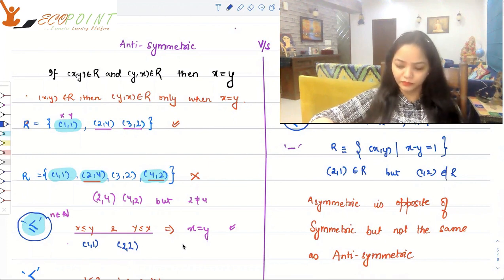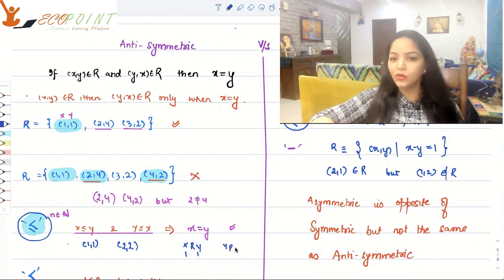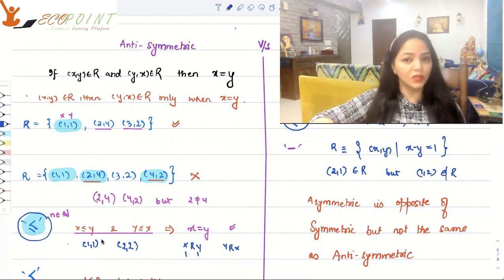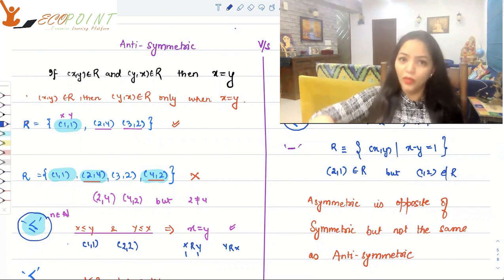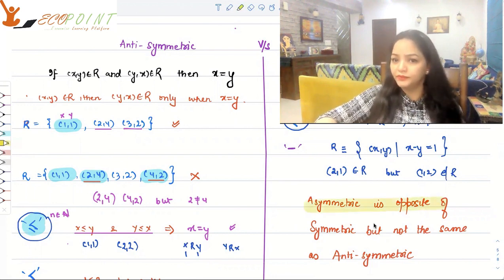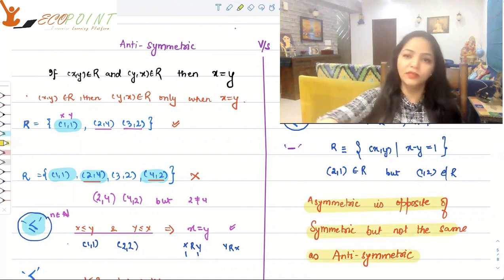Therefore, this essentially means that if I take x R y as (1, 1), then y R x is also happening. So clearly, strictly less than is asymmetric and antisymmetric, but less than or equal to is antisymmetric, but it is not asymmetric. Please remember always, asymmetric is the opposite of symmetric, clearly by definition, but it is not the same as antisymmetric.